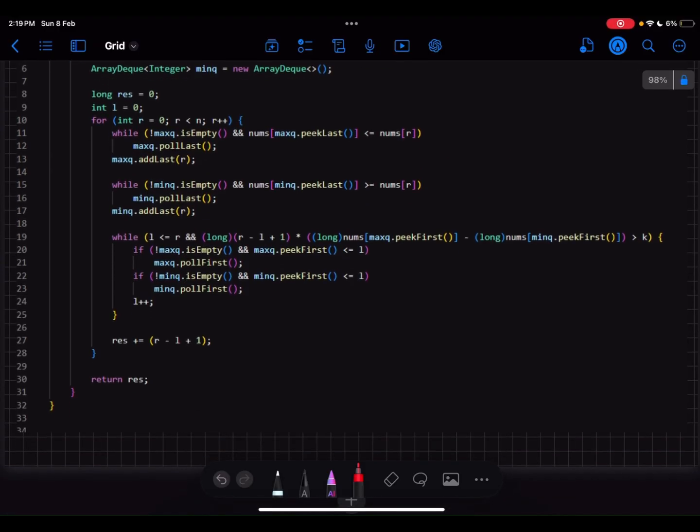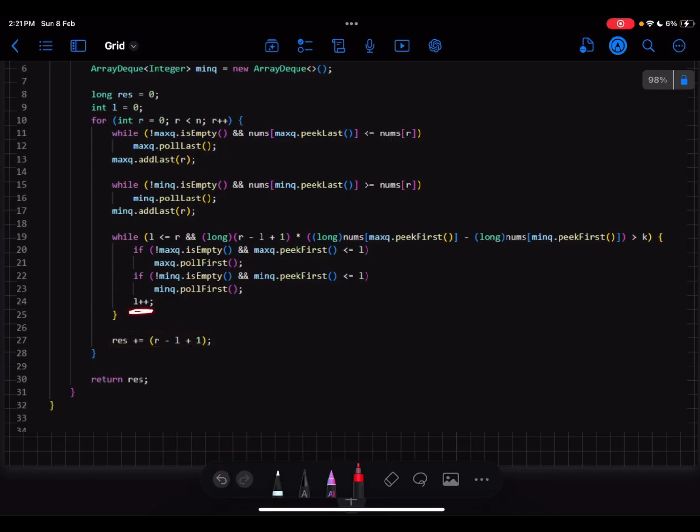Now, we check the cost r minus l plus 1 into the max. We simply pick the first value from the max DQ and subtract it from the first value of the min queue. An important thing here is to convert it to long, as these multiplications can become huge for integer to handle. Now, in this while loop, we are checking if our cost is greater than k, we increment our L. If not, we simply add the length to the result.